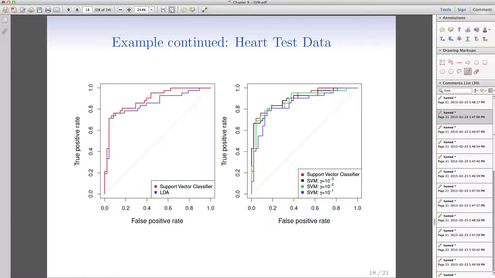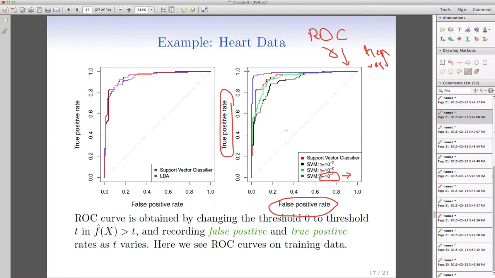So in your test data, you will see that perhaps the SVM with 10 to the power of negative 3 does the best. So we should always rely on test data instead of the training one. And as we can see, support vector classifiers and LDA do almost the same job, but the radial kernel with delta 10 to the power of negative 3 does a pretty good job, better than everybody else. So remember, we should always rely on test data. We should not be fooled by the information we get on our training data.